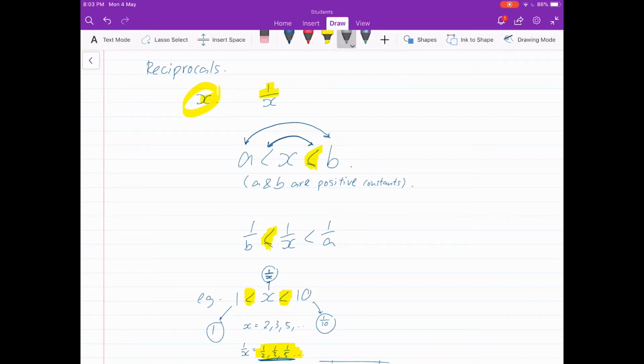Now, I mentioned that a and b must be positive constants. If 0 is included in this value, now we're going to have some funny values here. And then this general rule will not apply. Okay, so this is just a special case. I'd just like to bring your attention to it. So it's just to know.